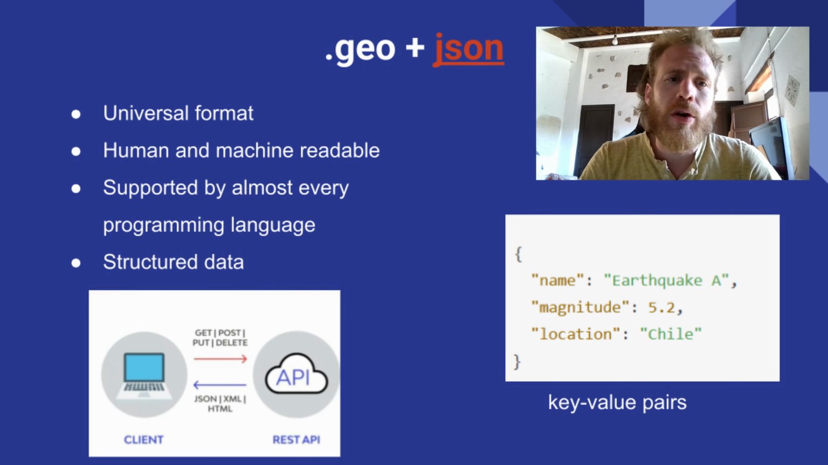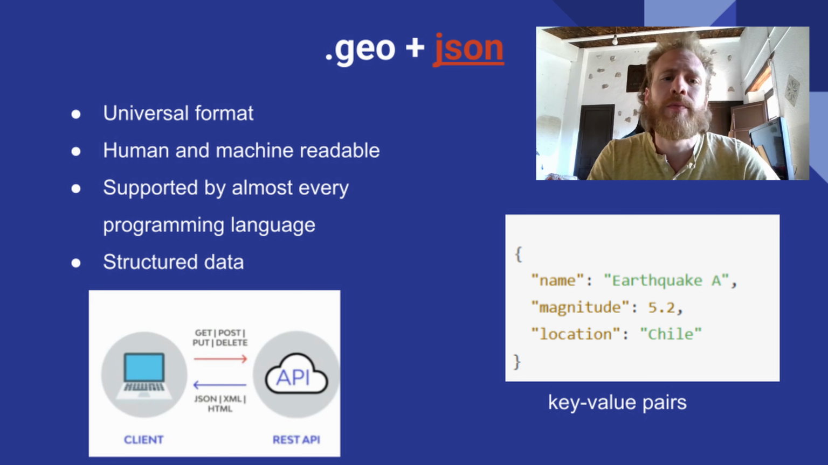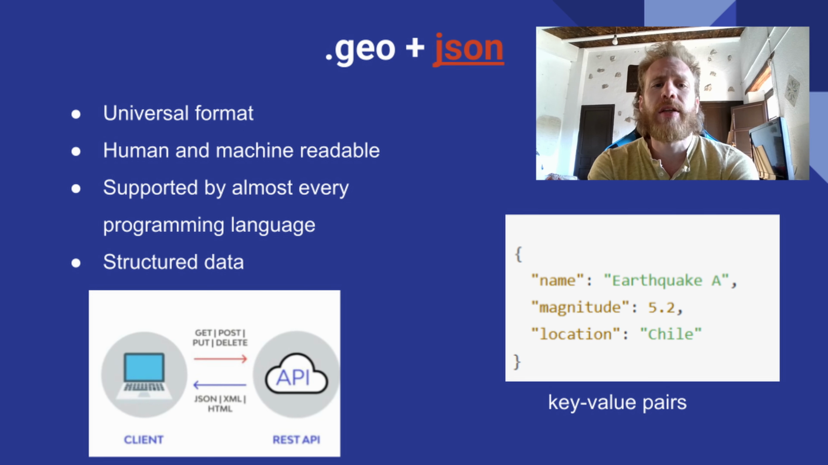Okay, so first of all, what is a GeoJSON? GeoJSON is a data format based on two things: Geo for geographic data and JSON, the format it's built on. But before we understand GeoJSON, let's take a quick look at what JSON actually is and why developers love it. Everything in JSON is made up of key-value pairs, like name: earthquake A.